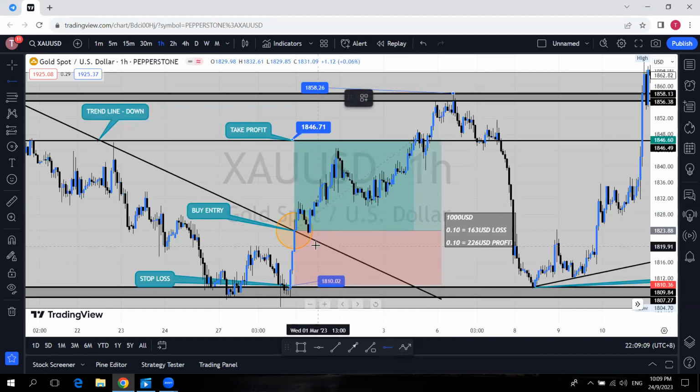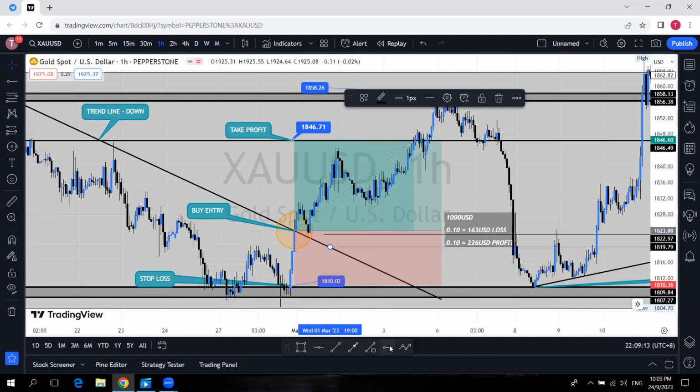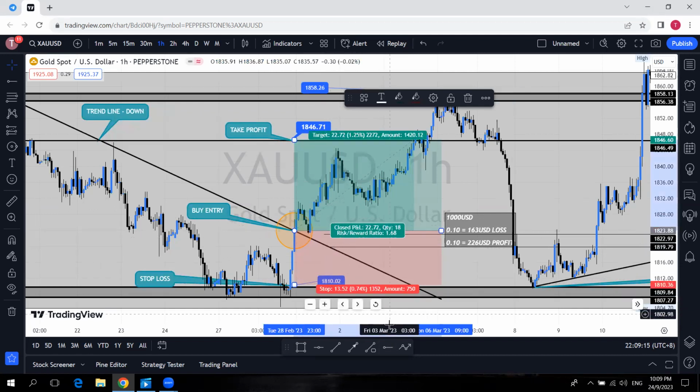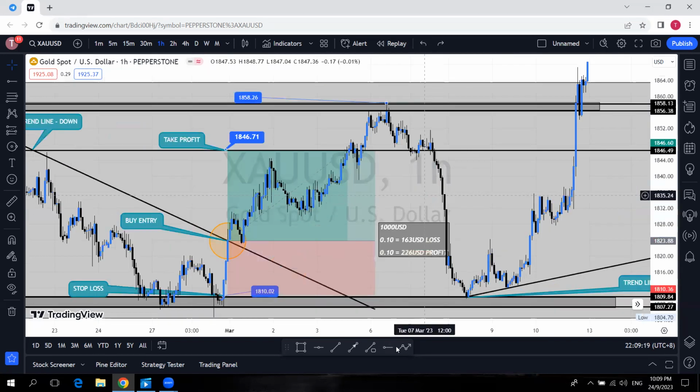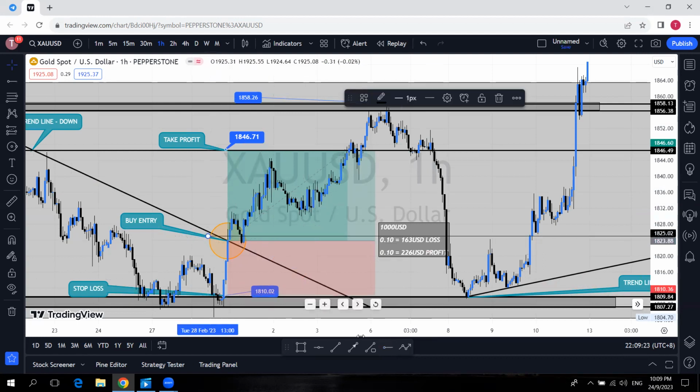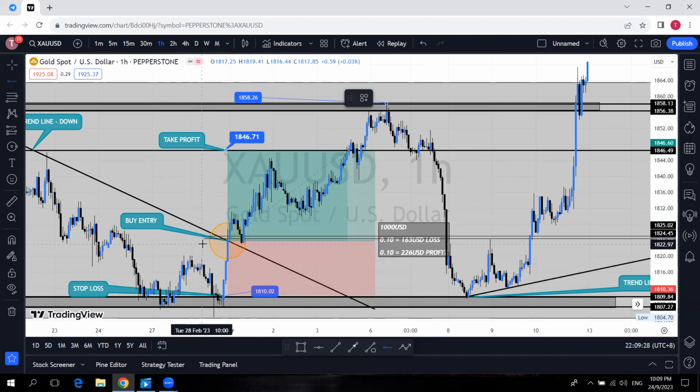It's not wrong to do multiple layers and do 1 cent here, 1 cent, 1 cent, and so on. You can do that if you want. Just give me a sec. You can do like let's say you're buying here. You did 1 cent here, 1 cent here, 1 cent here. You can do that as well.